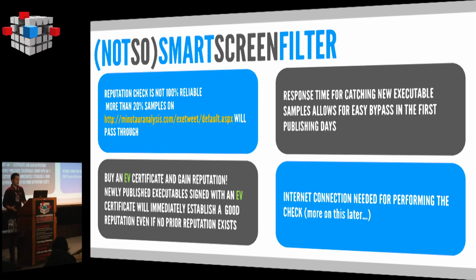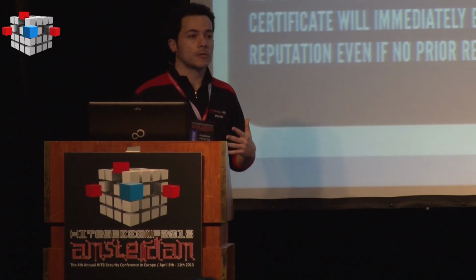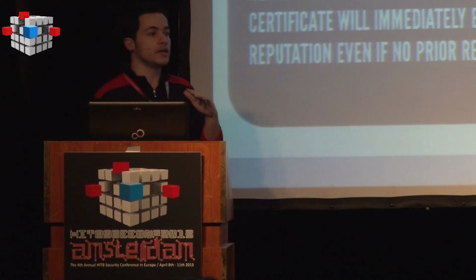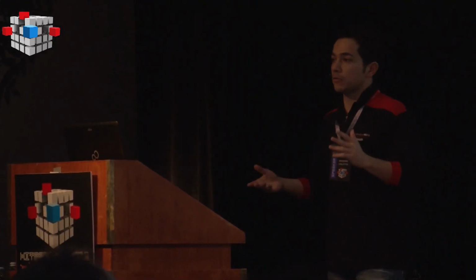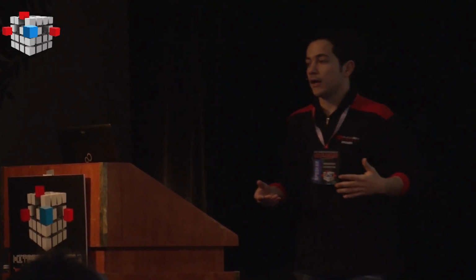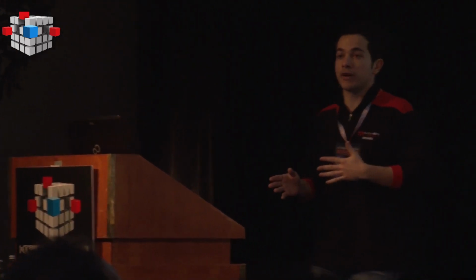But there are a number of ways you can work around the SmartScreen filter. First of all, the reputation algorithm is not 100% reliable. I found a website called minotauranalysis.com. It's a malware intelligence provider website. It provides a huge list of X tweets. An X tweet is basically a shortened URL linking to some malware distributed all over Twitter. And I found that almost 20% of the samples provided in this list will go through SmartScreen, even being classified as malware or adware by VirusTotal, for instance.